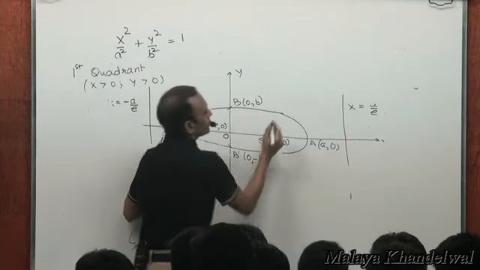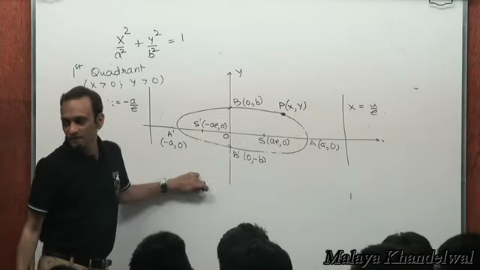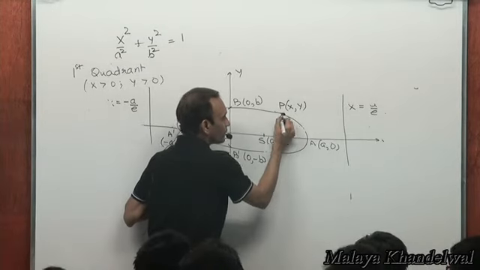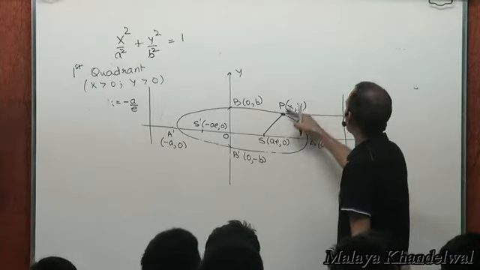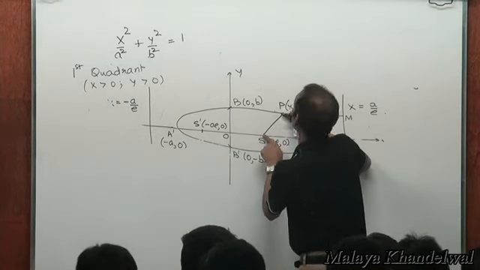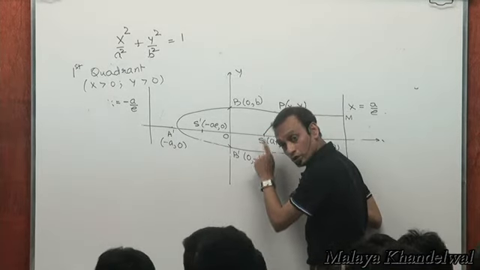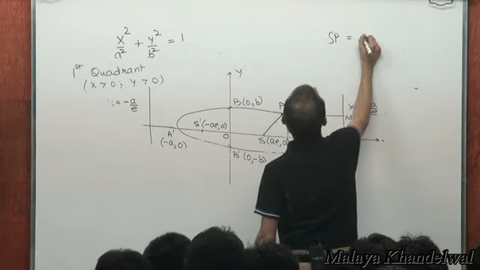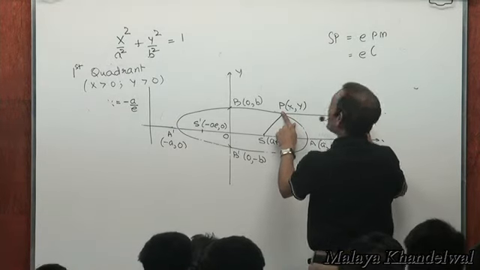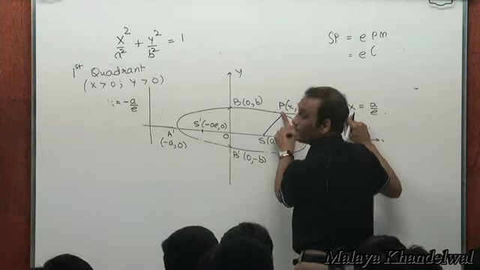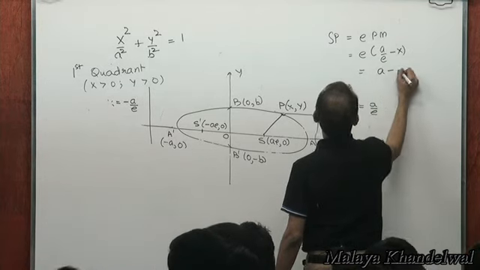see, if there is any point P (x, y) on the ellipse, then SP would be e times PM. For any point (x, y) on the ellipse, SP would be e times PM. SP is the focal distance of the point P, the distance of the point P from this focus. SP is e times PM, right? What is PM? a by e minus x. PM is a by e minus x, which is a minus ex.